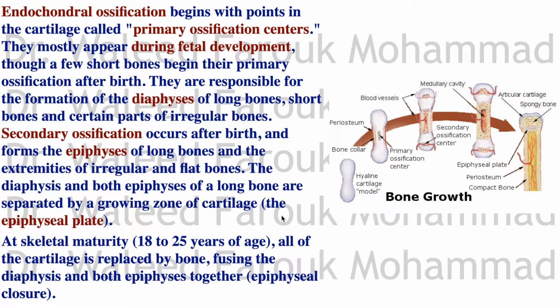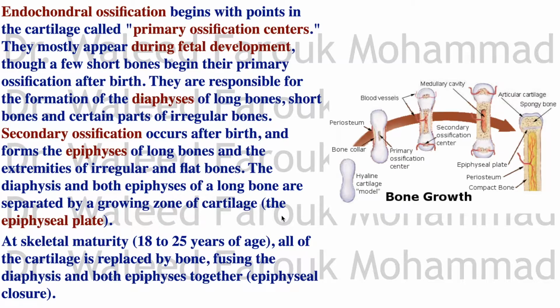Endochondral ossification begins with points called the primary ossification centers. They appear during fetal development and are responsible for the formation of the diaphysis of long bones, short bones, and certain parts of irregular bones.